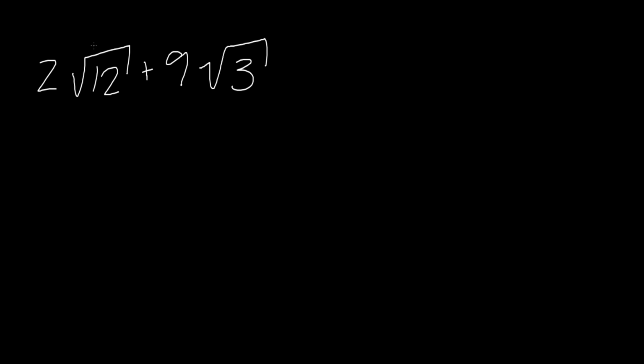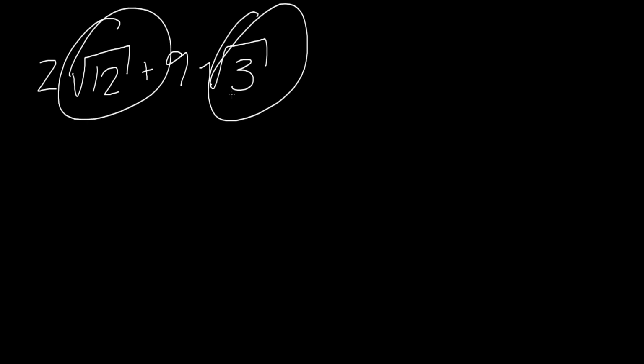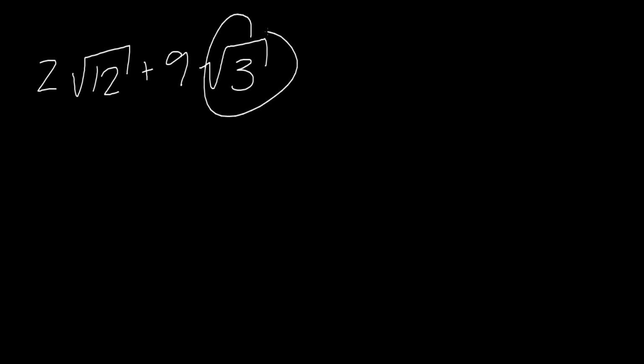Okay, let me go to the next topic. What if we want to add square roots this time? Let's say we had 2 root 12 plus 9 root 3. Now, when you add two irrational numbers, or when you have radicals and you're trying to add them, this part has to be the same for both of them. So this part has to be the same. So how can we do that in this case?